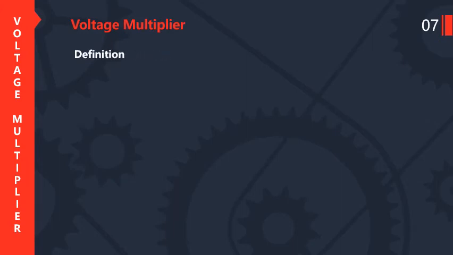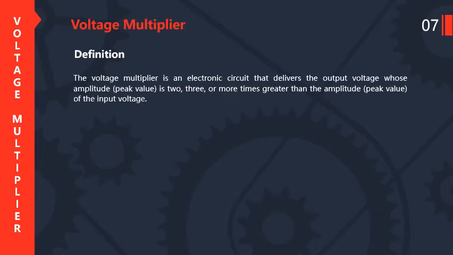First, the definition of voltage multiplier. The voltage multiplier is an electronic circuit that delivers the output voltage whose amplitude or peak value is 2, 3 or more times greater than the amplitude of the input value or input voltage.